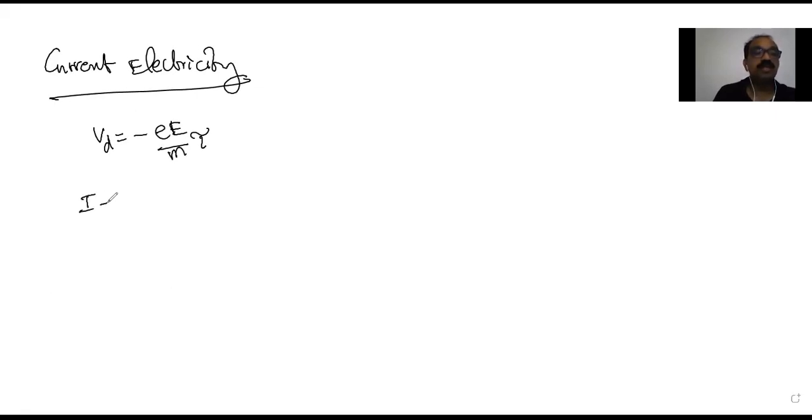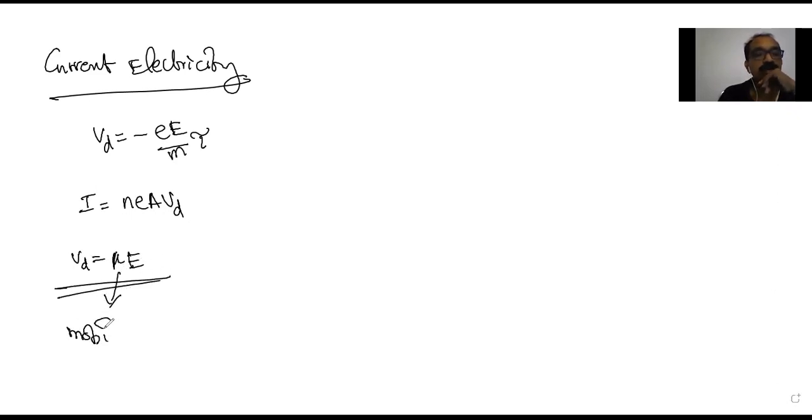Another equation we have is the current flowing through a conductor of cross section A: I is equal to nAeVd. Remember, n is the number of free electrons per unit volume, otherwise free electron density, A is the area of cross section, and Vd is the drift velocity. We have another concept about the relation between drift velocity and electric field, which is mu E, where mu is called the mobility.